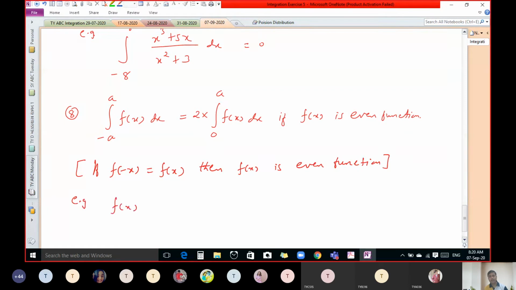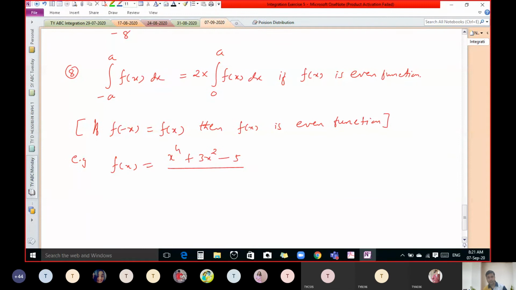f(x) = (x^4 + 3x^2 - 5)/(x^2 + 7). Now put x equal to minus x. So here we get f(-x) = ((-x)^4 + 3(-x)^2 - 5)/((-x)^2 + 7).